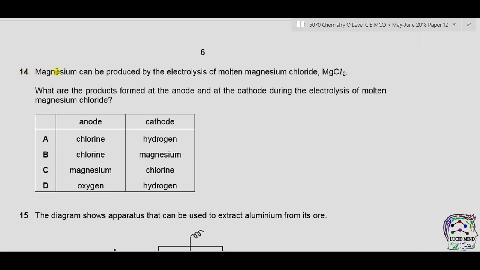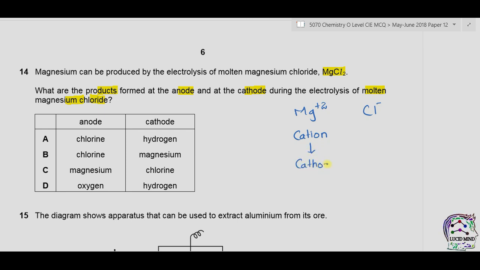Question 14. Magnesium can be produced by the electrolysis of molten magnesium chloride, MgCl2. What are the products formed at the anode and at the cathode during the electrolysis of molten magnesium chloride? In magnesium chloride we have Mg2+ ions present and Cl- ions that are present. Now Mg2+ is cation and cation always moves towards cathode.